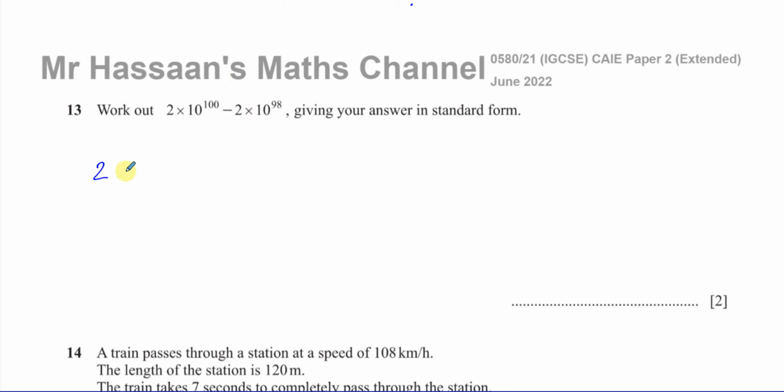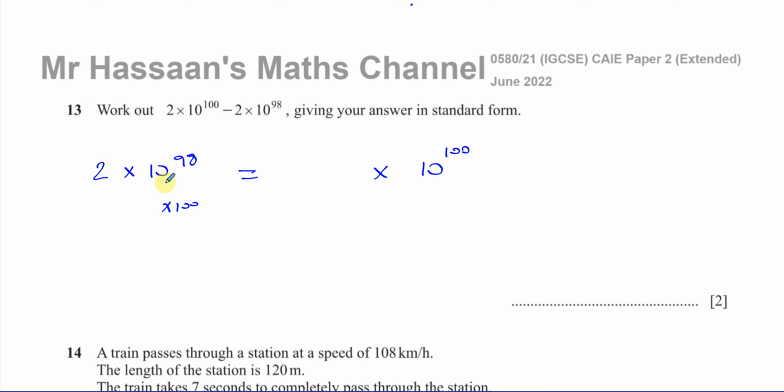I'm going to say 2 times 10 to the power of 98. I'm going to express it as something times 10 to the power of 100. Okay, so I've got to think to myself, how does that become something times 10 to the power of 100? Well, to make this 10 to the power of 100, I have to multiply it by 100, 10 squared, right? That will become 10 to the power of 100.